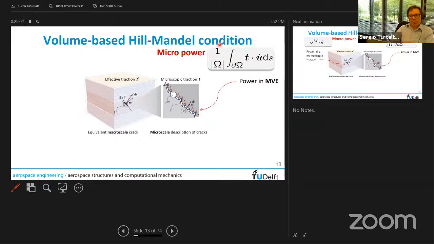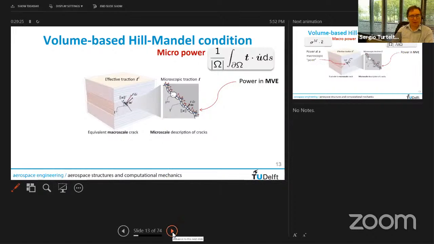Here on the top, you see that I've written the expression for the so-called micro power. So taking the traction on the boundary, multiplying it by the displacement rate. The dot here is the time rate of change of the displacement. And that gives me essentially the power that is exerted on the external boundary of this microscopic volume element.